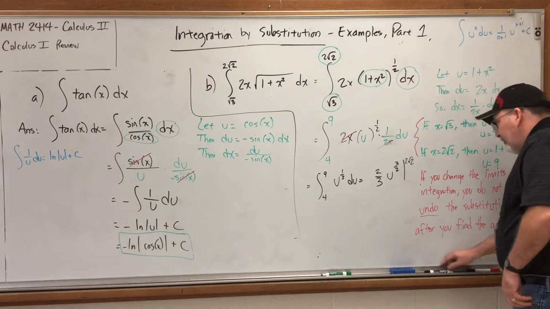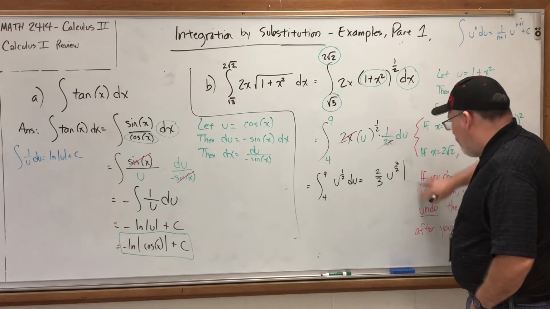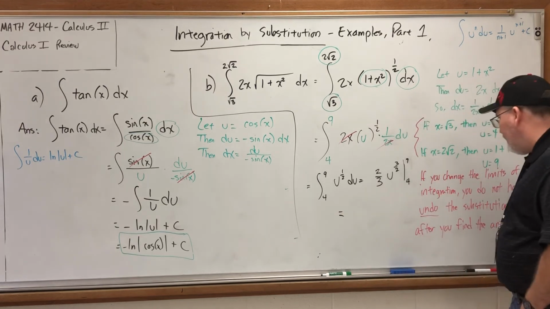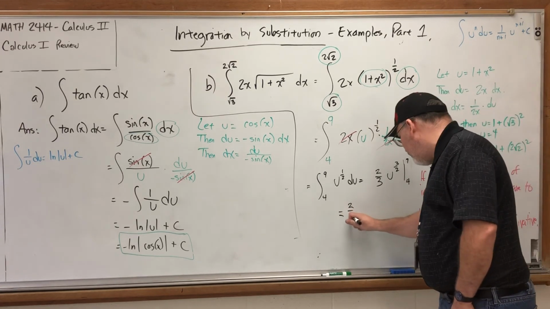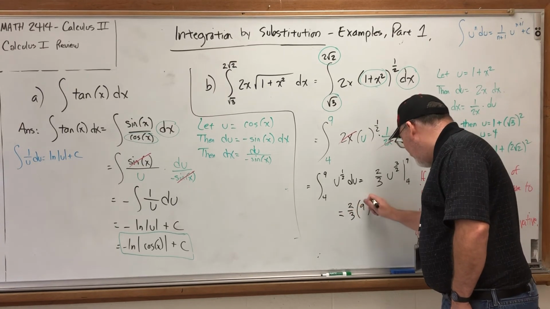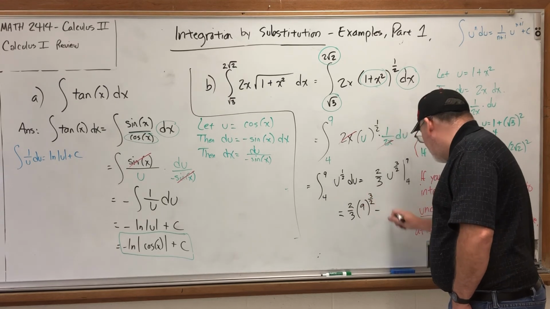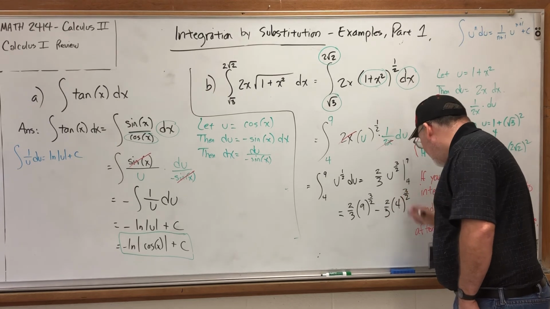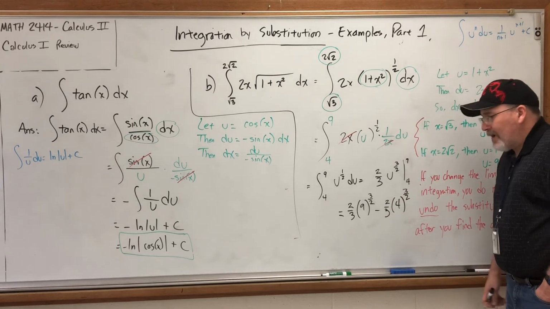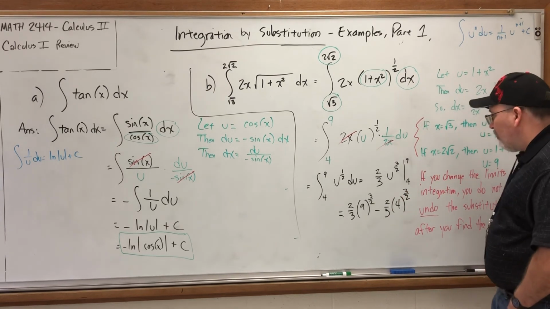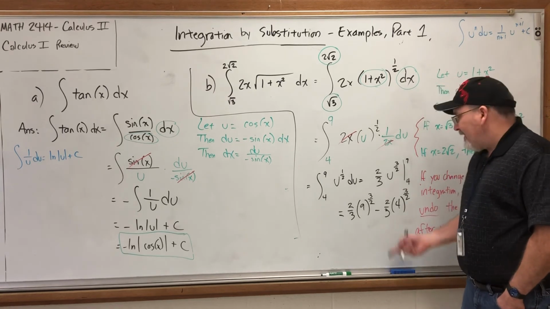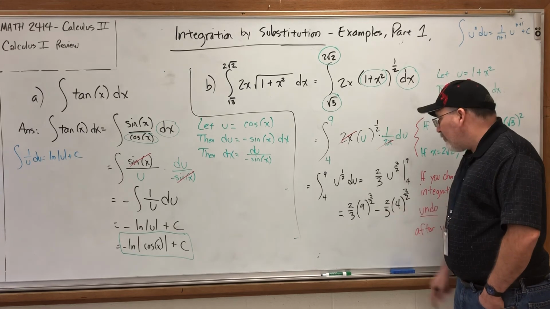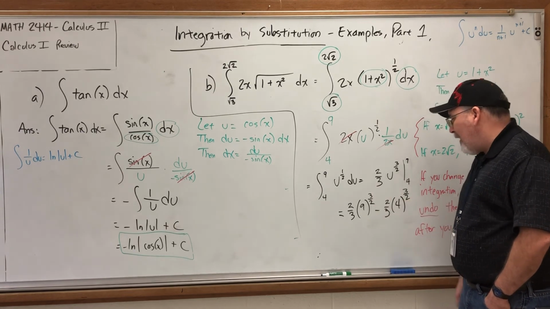All right, so let's substitute. Let's put this back where it was, which was 4 to 9. All right, so if we substitute the limits of integration, we get 2/3 times 9 to the 3 halves minus 2/3 times 4 to the 3 halves. And I would expect you to simplify that. I'm not going to do an arithmetic review on rational exponents, but I will remind you that a denominator tells you the root and the numerator tells you the power. So 9 to the 3 halves means square root and third power.